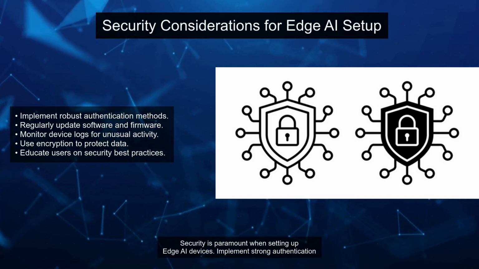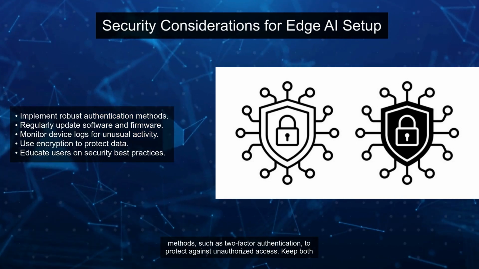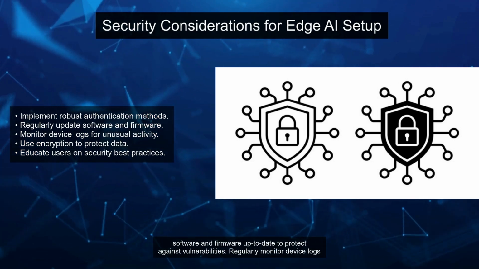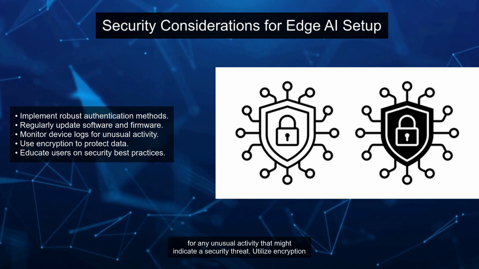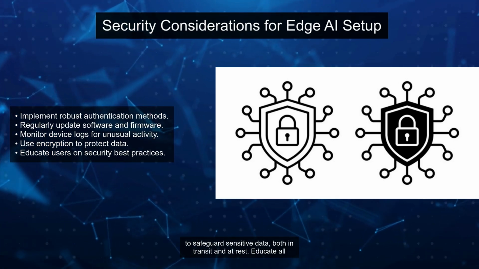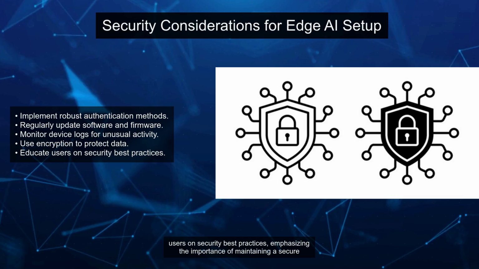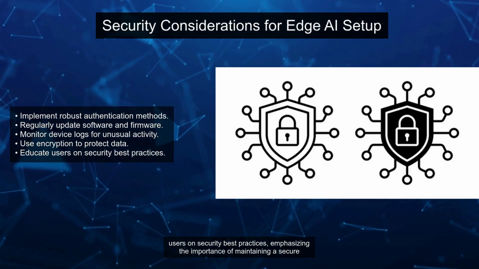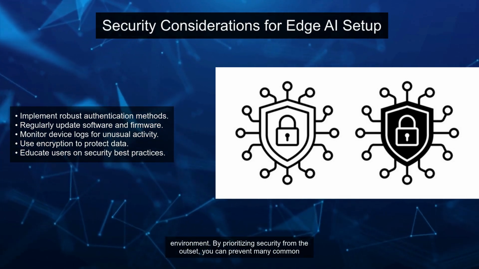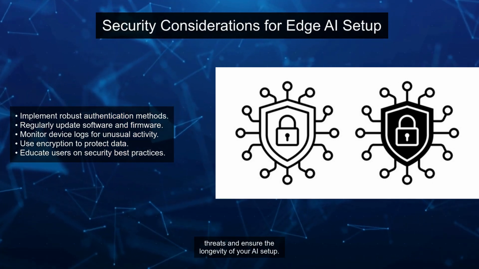Security is paramount when setting up Edge AI devices. Implement strong authentication methods, such as two-factor authentication, to protect against unauthorized access. Keep both software and firmware up to date to protect against vulnerabilities. Regularly monitor device logs for any unusual activity that might indicate a security threat. Utilize encryption to safeguard sensitive data, both in transit and at rest. Educate all users on security best practices, emphasizing the importance of maintaining a secure environment. By prioritizing security from the outset, you can prevent many common threats and ensure the longevity of your AI setup.